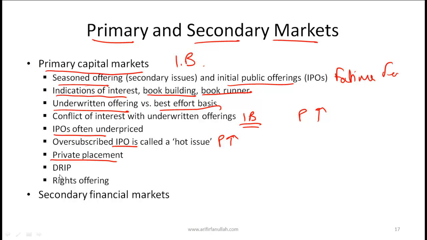So what happens here is the dividends paid by a company are used to buy back shares of the company, usually at a bit of a discount. And rights offering refers to a situation where existing shareholders are given the right to buy new shares at a discount to the current market price. So just some basic terms that you need to understand.